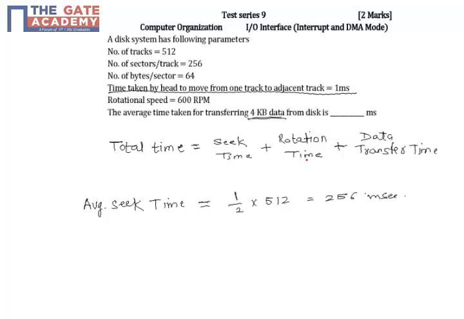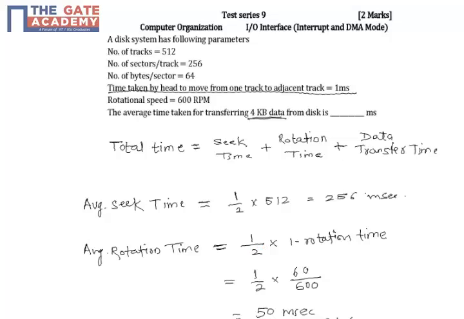Now let us look at the rotation time. The average rotation time is given by 1/2 times the time required for one rotation, because on an average we will need to rotate the disk by only 50%. In the question we are given that the rotation speed is 600 rpm, that is, the disk rotates 600 times in 1 minute or 60 seconds. So on an average we will need 50 milliseconds for the rotation time.